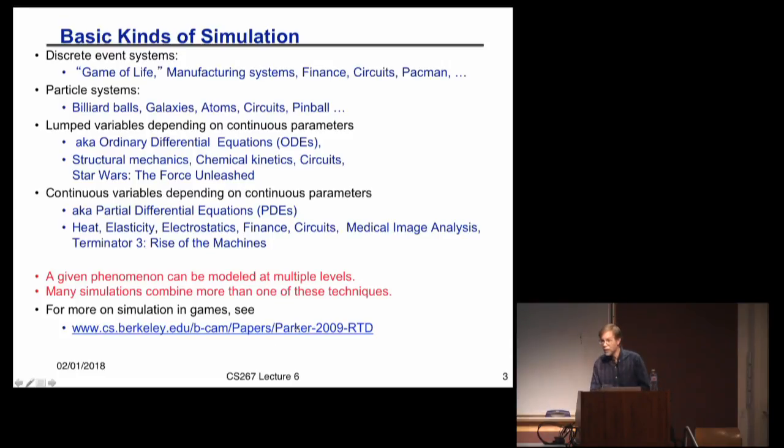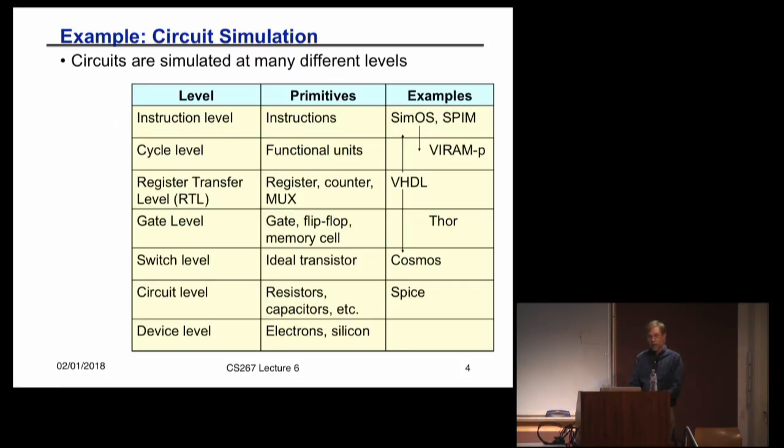Since a lot of you are from EECS, let me just put all the different circuit examples on one slide, sorted in order from the most discrete to the most continuous. So these are all the different levels at which you could imagine simulating a circuit.